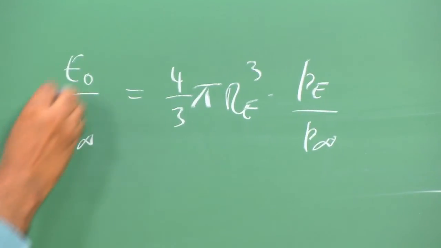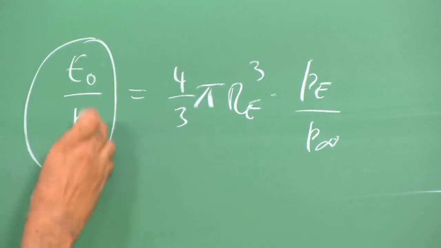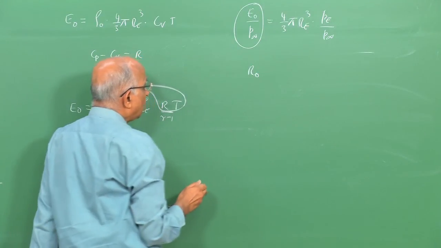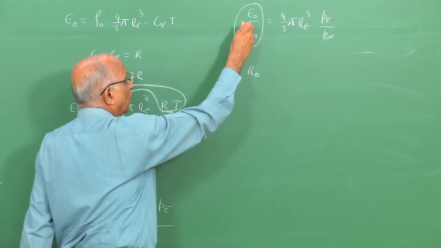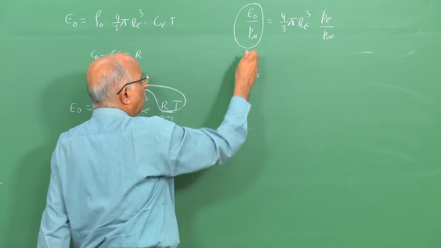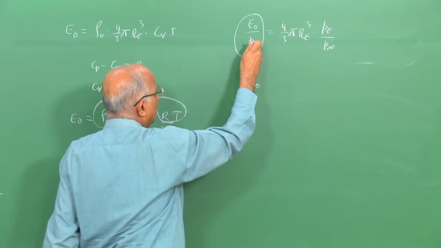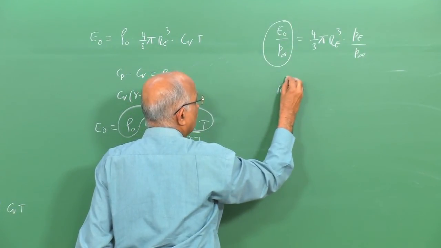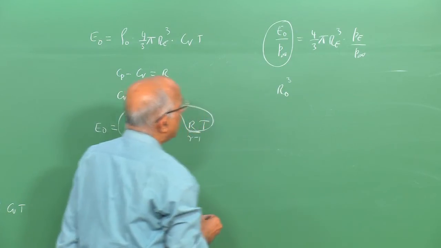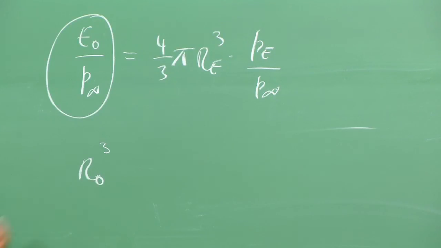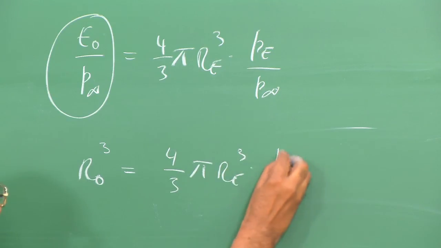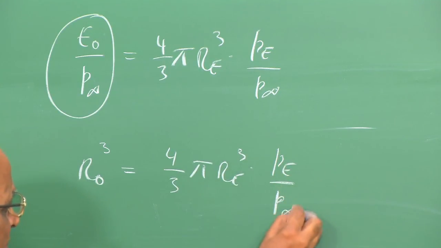Now, if we go back and say, well, this is my energy which is getting released, this is P0, and this is something like an explosion length. Mind you, when we talked of explosion length, we did not consider a given volume, but this energy is released in a given volume. Therefore, E0 by P infinity to the power 1 by 3 was R naught. This is therefore equal to R naught cubed, that is the explosion length cube, is equal to 4 by 3 pi into RE cube into the explosion pressure divided by the ambient pressure.